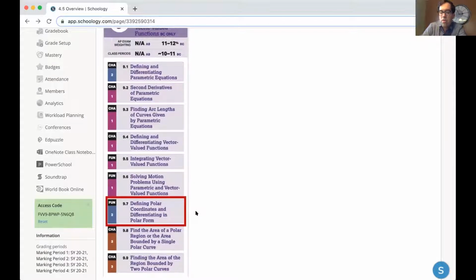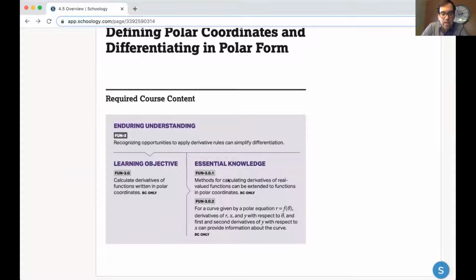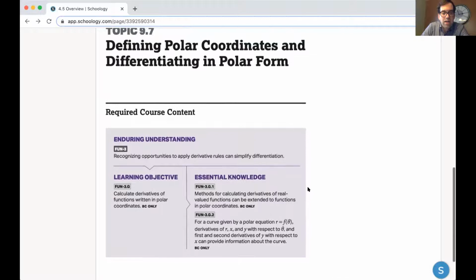So think about with parametrics, we were still on the XY axes, the XY plane, but we were using t in the background to sketch the movement of a particle around a plane. And in polar coordinates, we're still going to be on the XY plane, but we're going to introduce a brand new way of defining ordered pairs. And we're going to be talking about derivatives of vector valued functions that can be extended to polar coordinates. And we're going to talk about equations r equals f of theta, but we'll get there. We don't need to think about that right now.